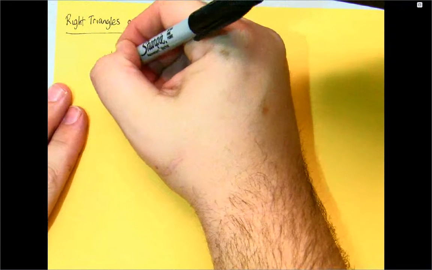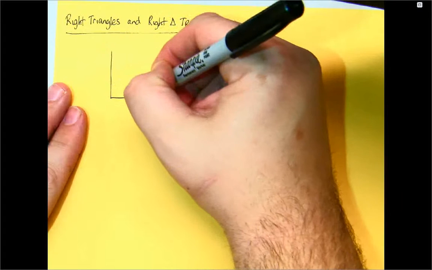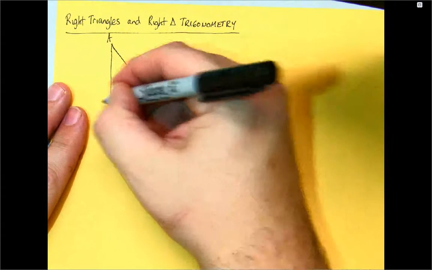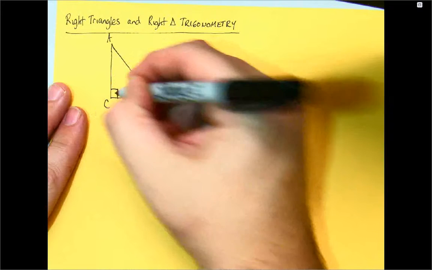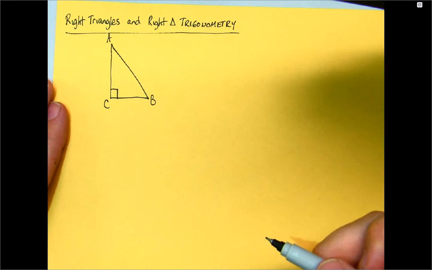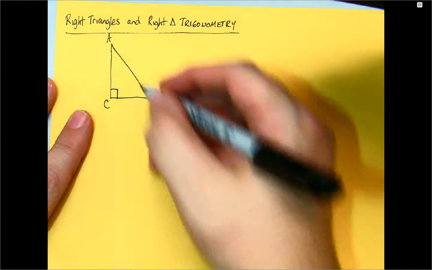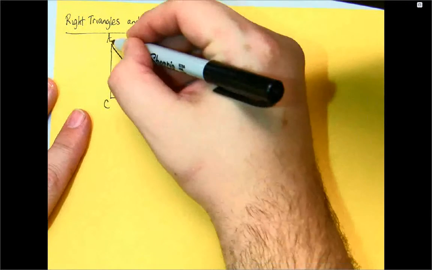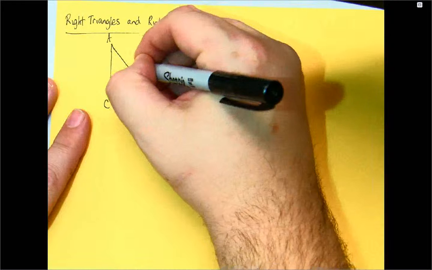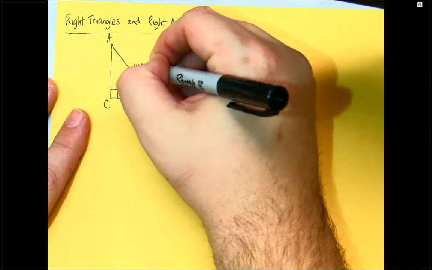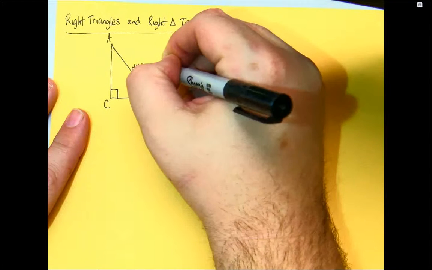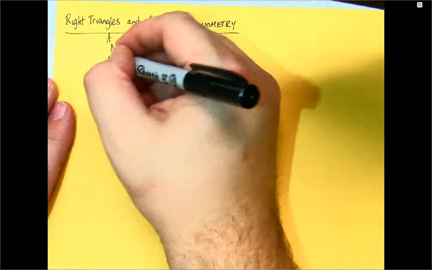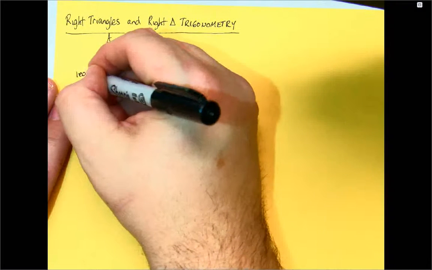So if we have the right triangle, what does this box represent? The 90-degree angle. Now, what would we call segment AB? Yep, that's our hypotenuse. This guy over here and this guy over here, this is a leg and this is a leg.